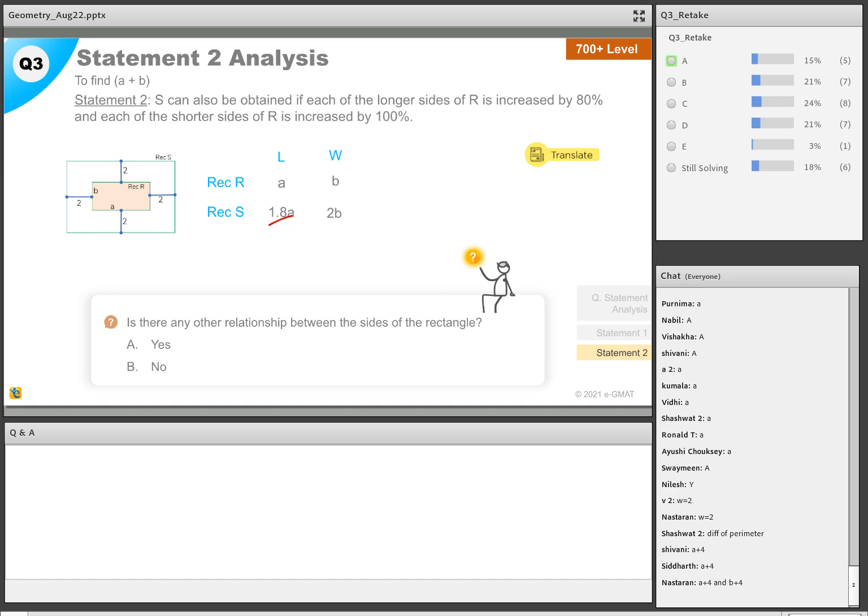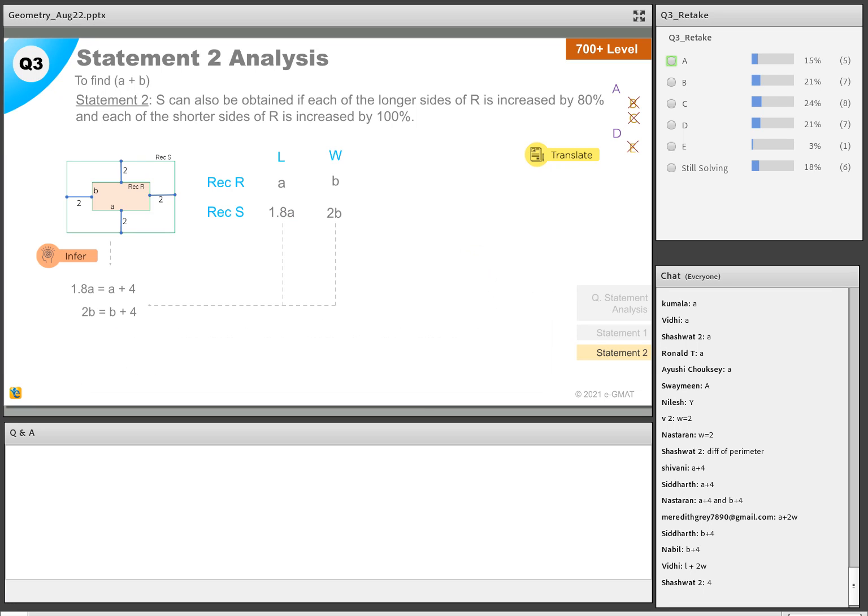Absolutely correct, Shivani. Very good. Siddharth, good. Nastaran, good. Meredith, good. Every one of you has gotten absolutely the correct point over here. So I know that they are A plus 4 and B plus 4, right? I know that the length was A plus 4. The width was B plus 4.